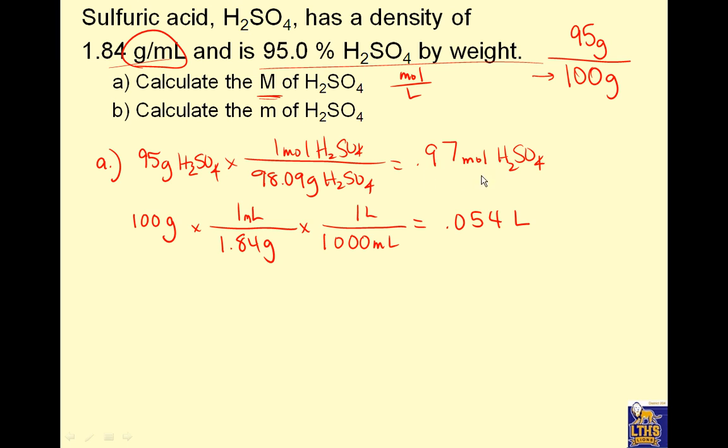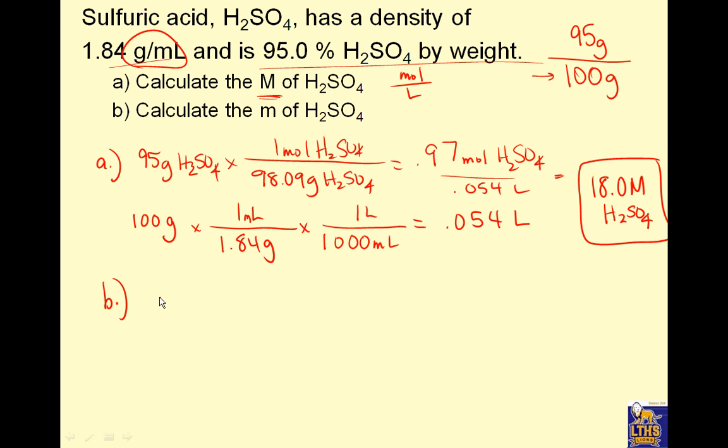All right, so how do I get molarity? This 0.97 moles divided by 0.054 liters gives me 17.9. Oops, I got to round that up. 18.0 molar H2SO4. Okay, that's the concentration in molarity. The second question asks us to do the molality.